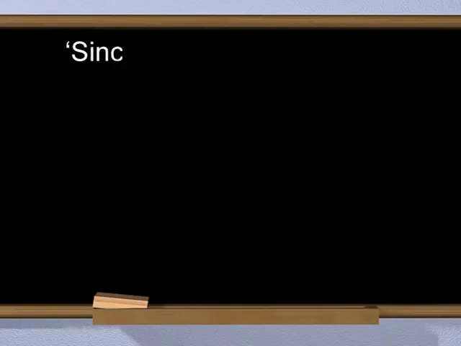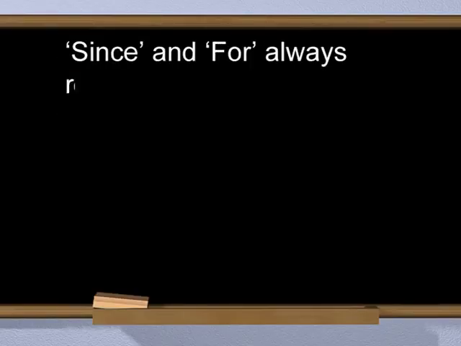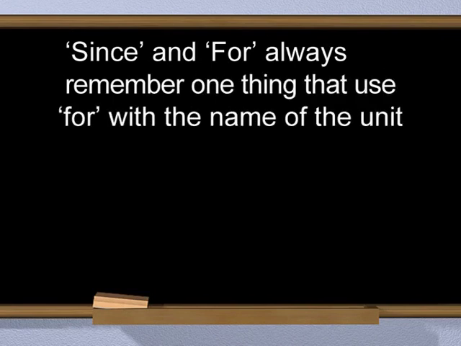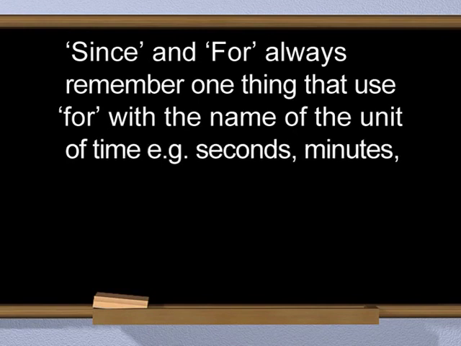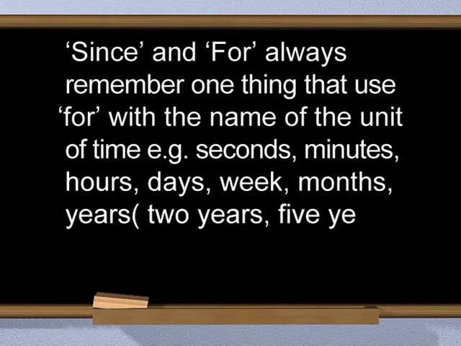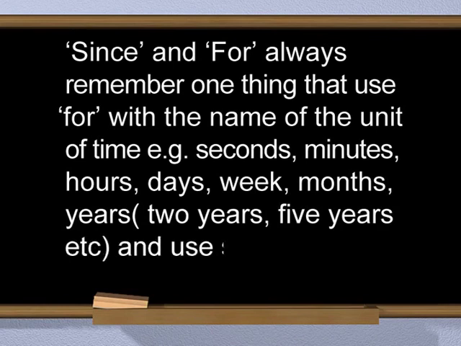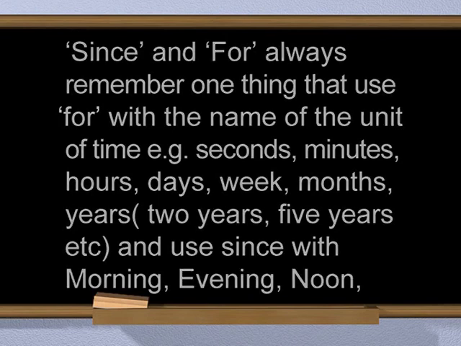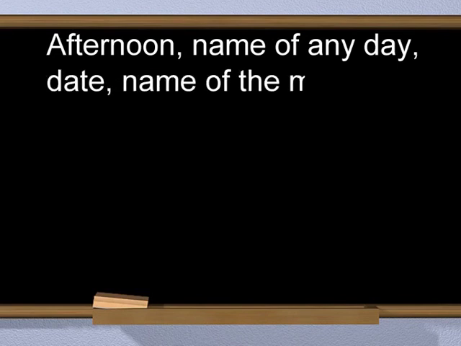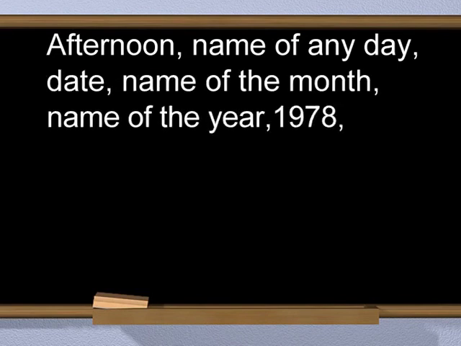Students, for since and for, always remember one thing, that use for with the name of the unit of time. Example, seconds, minutes, hours, days, weeks, months, years, 2 years, 5 years, etc. And use since with morning, evening, noon, afternoon, name of any day, date, name of the month, name of the year, 1978, 2010, etc.